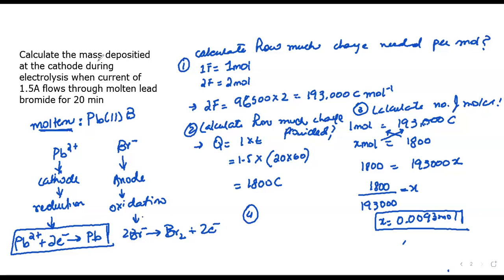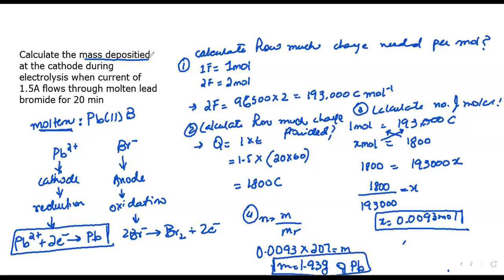Part 4, they are saying in the question, calculate the mass deposited. So we know moles is equal to mass over Mr. Our moles are 0.0093. Mr of this is 207. So I multiply by 207. I will get my answer as 1.93. So the mass of lead that I will be able to deposit on the cathode is going to be 1.93 grams. And that's how I'm getting my answer.